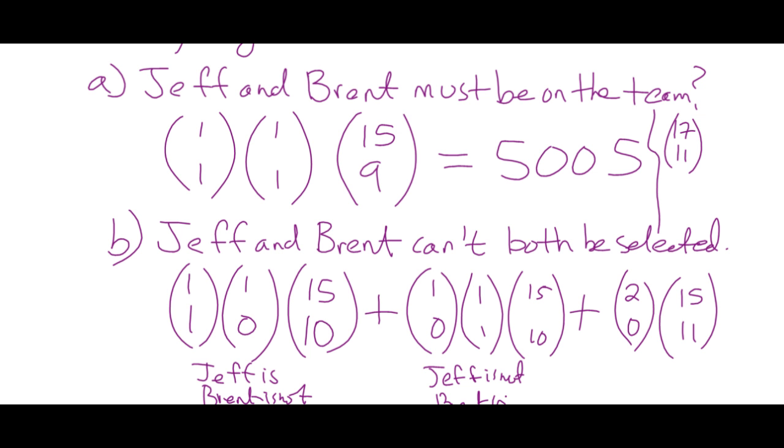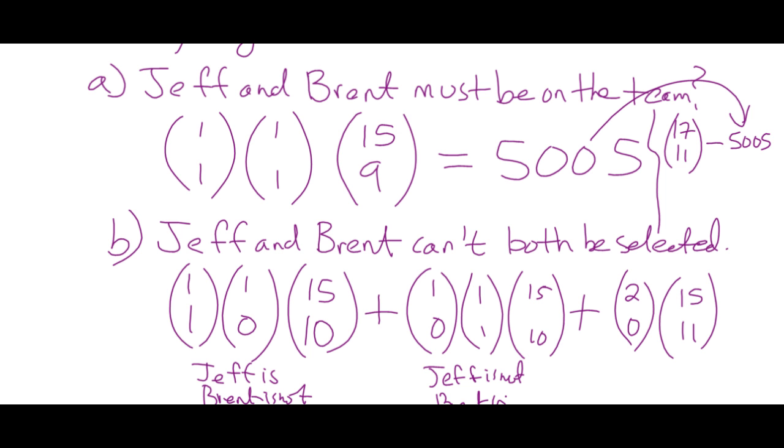That's all possible teams, right? Minus 5,005, minus this number. So this is all the possible teams minus the ones that have both of them on it. What if it doesn't have both of them? Then it has one of them or the other one or neither. Okay, so 17 choose 11 minus, so you don't have to do this, right?